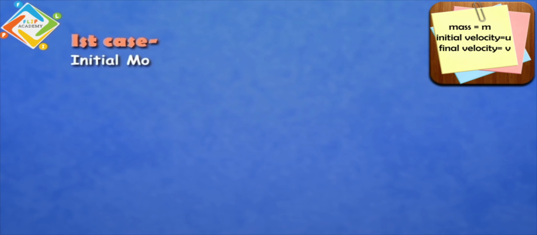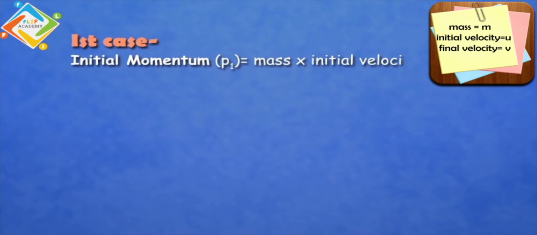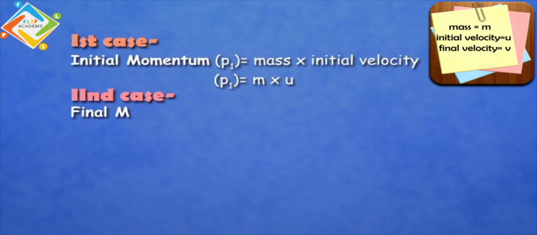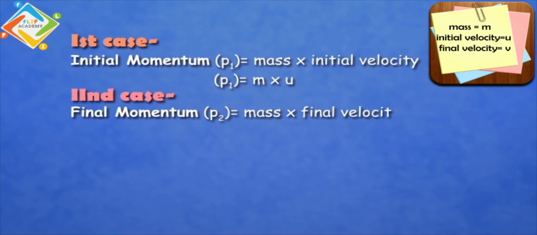So initial momentum is represented by P1 is equals to mass into the initial velocity. The mass is represented by m, the initial velocity is represented by u. In the second case, the final momentum represented by P2 is equals to mass into final velocity. Mass is represented by m, the final velocity is represented by v.